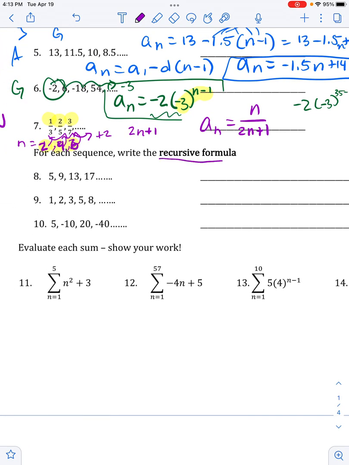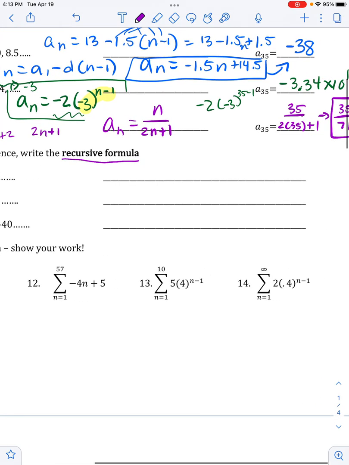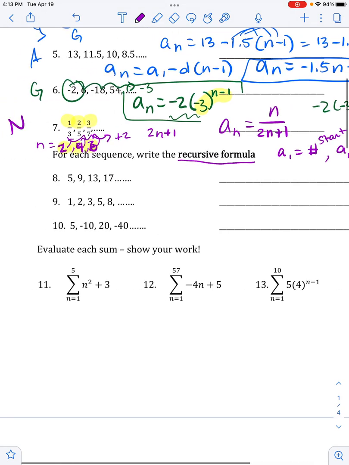Okay, now it wants recursive. So think about what that is. Recursive has to tell me the first term, maybe even the first two if they're both involved, and how to get the rest. And then I have to have a separate equation, so more than one equal sign, telling me what to do to the previous term. Maybe I'm going to add, maybe I'm going to subtract, maybe I'm going to multiply. This is where I start, and then this is what I do to move term to term.